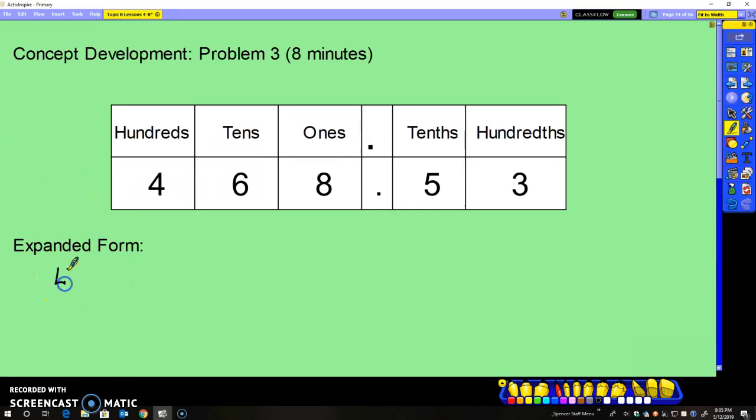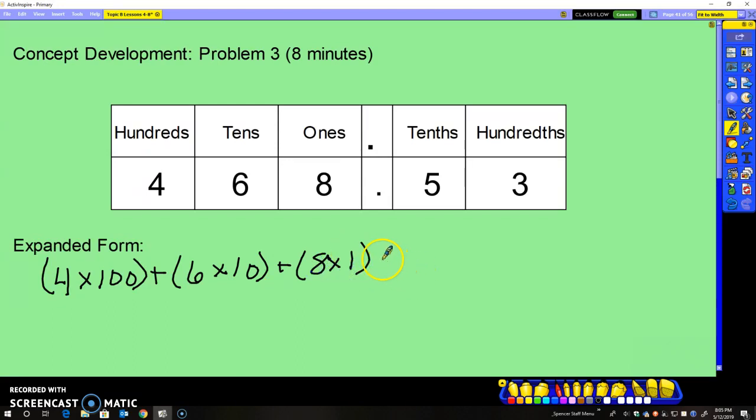So we have 4 in our hundreds place. We have a 6 in our tens place. We have 8 in our ones place. We have a 5 in our tenths place. And we have a 3 in our hundredths place. Make sure your decimal is in the right place for the decimal form there.